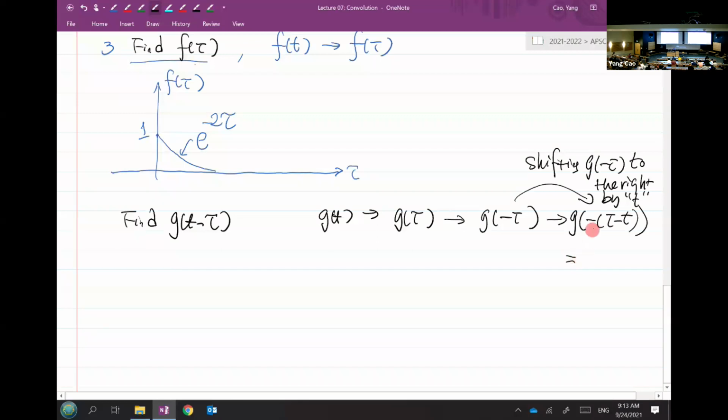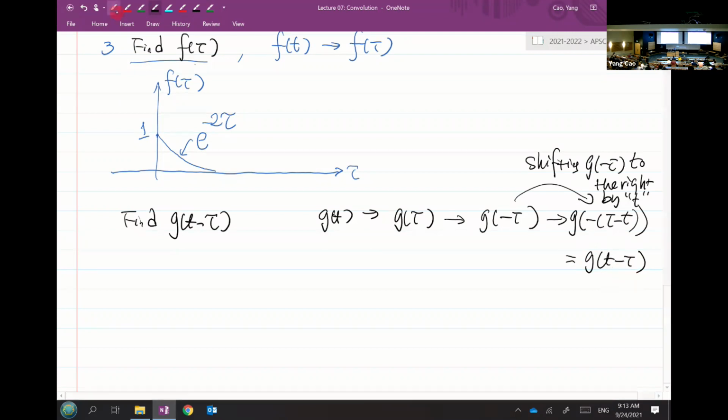And of course, if you move the negative into the bracket, you can clearly see this is g of t minus tau, which is what we're looking for. Okay, so that's the step we're going to go through to find g of t minus tau. And of course, we're trying to find a graph of this g of t minus tau.